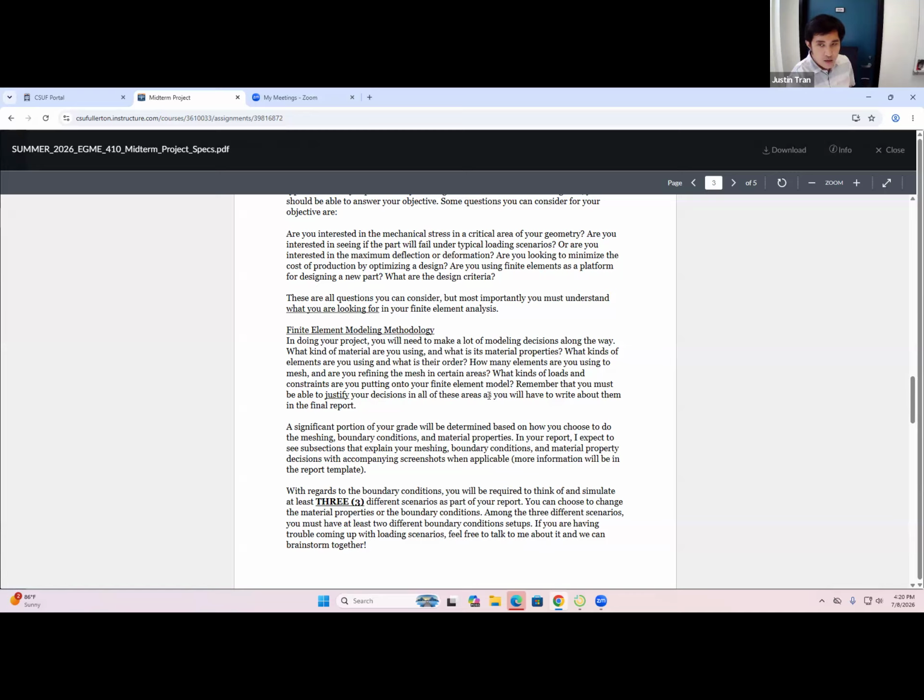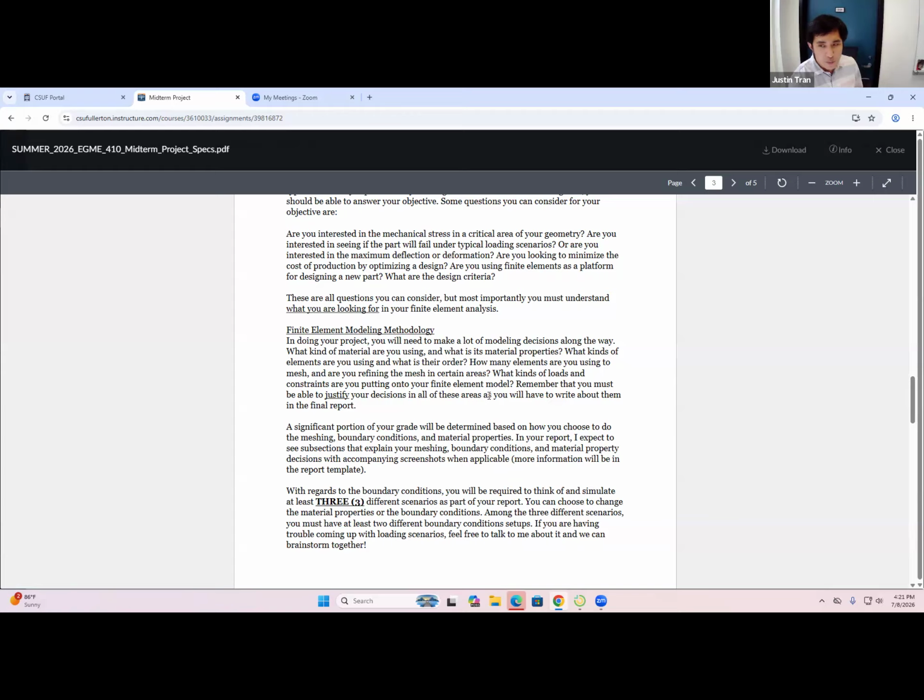A lot of your grade, as you'll see from the rubric soon, a big portion of your grade, is going to be determined by how you choose to do the meshing, the boundary conditions, and the material properties. Not only that you made the right decisions, but how you justify them.